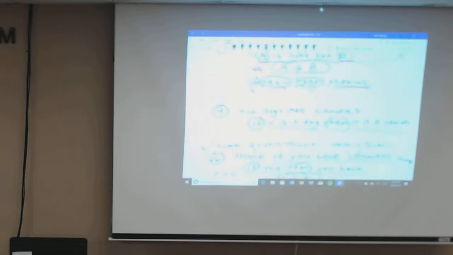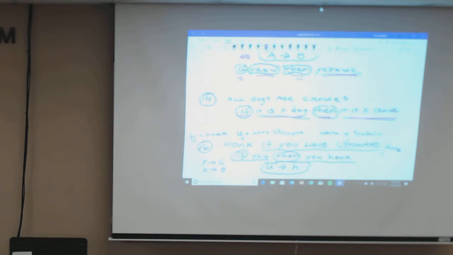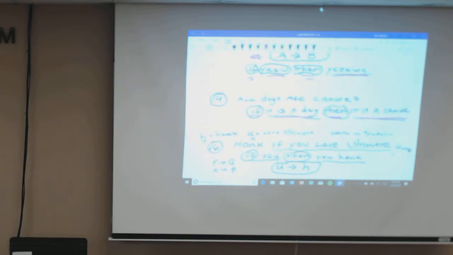Number 14. All dogs are canines. So I'm back to doing logic. If it's a dog, then it's a canine. Remember that? We studied that before. Now what am I supposed to do with number 14? Write it in if-then form. Oh, I just did. Well, we're done with that one, aren't we? Let's move on to 16. This is going to be easier than I thought, huh?